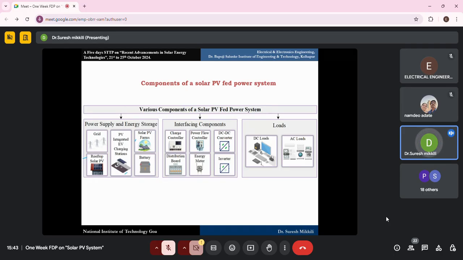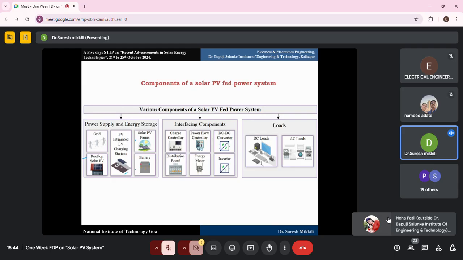If excess power is there, then it is connected with the utility, or else the power will be stored in the battery. Fine. Solar PV farms are used for utility purpose, rooftops for residential and commercial purpose, and EV PV charging stations for charging the EVs. Excess power can be stored in the battery and reused, or else it can be connected to the grid also.